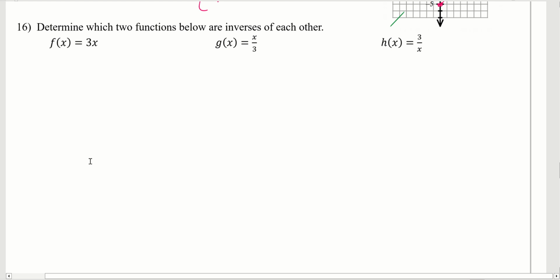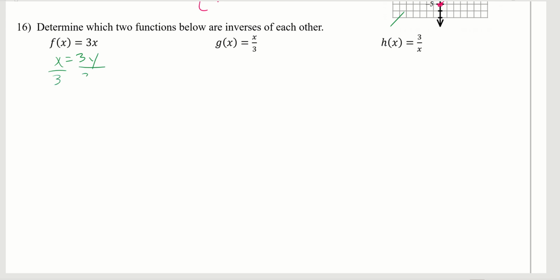Well, what we're going to do for these, for some reason this one gets a lot of, you guys have a little bit of trouble with these because not totally understanding it. But with these, all we're going to do is find the inverse of one of them, and that's its inverse, right? And then we'll compare it to the other ones and see if that actually matches what the inverse is, right? So this one will switch, x is equal to 3y, and then we'll solve for y. So divide by 3. So y is equal to x over 3. That is the inverse of f of x, right?